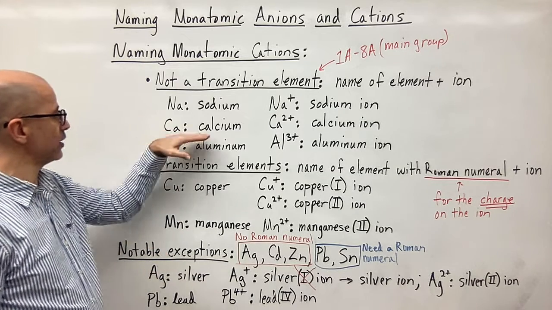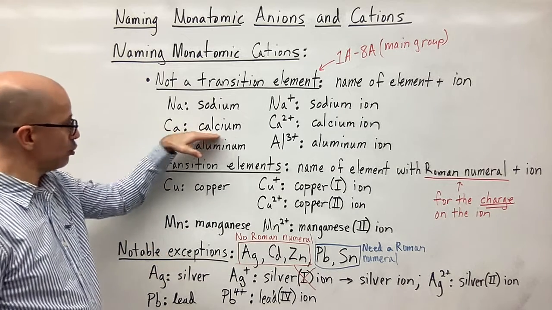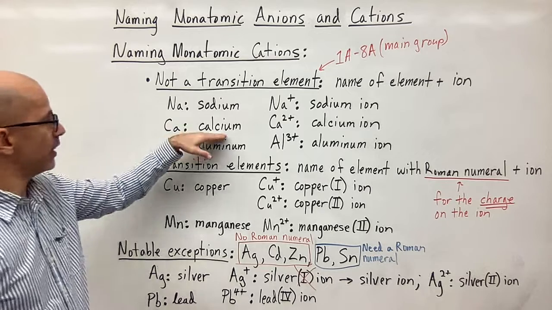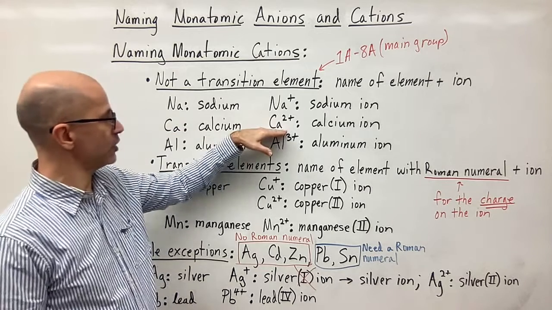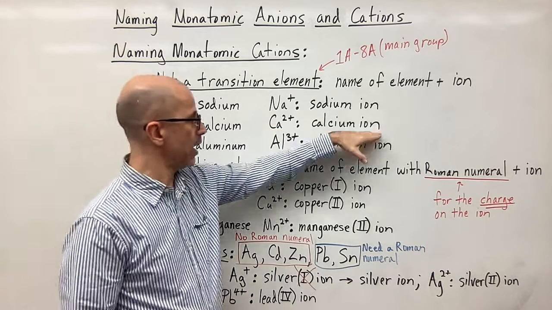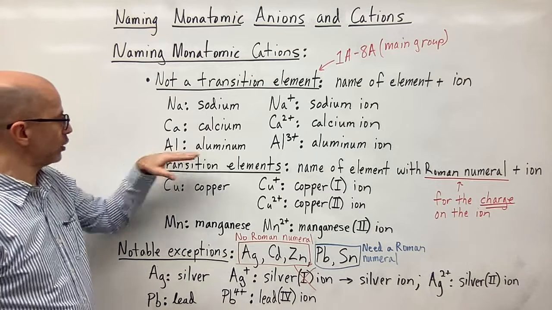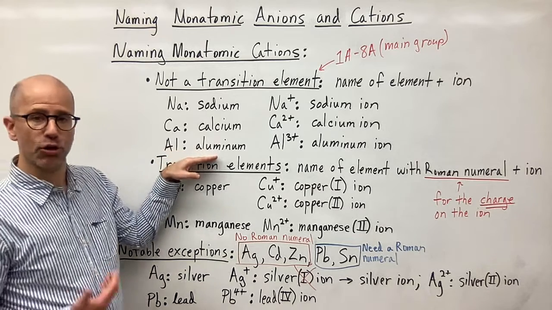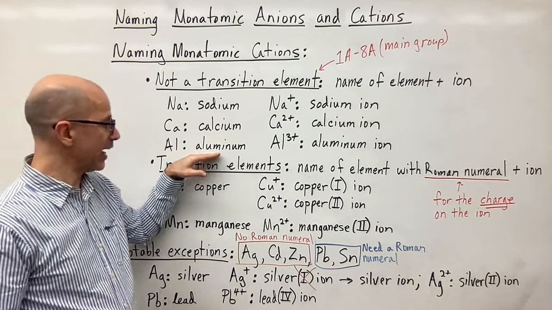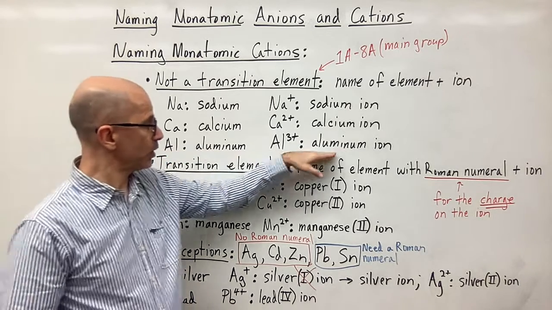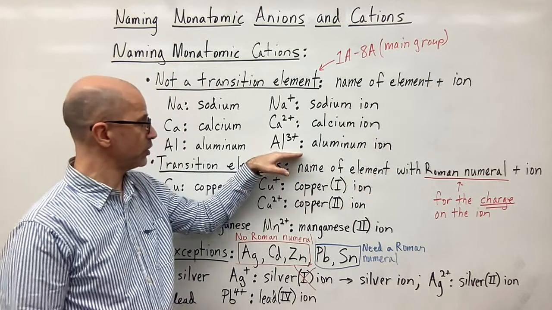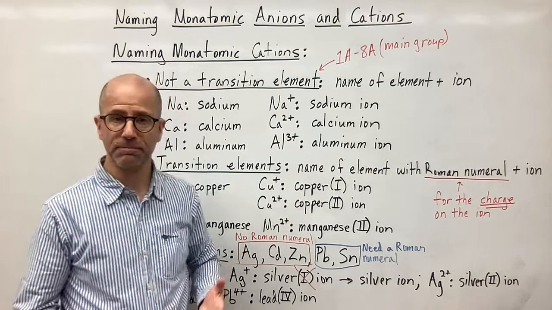Ca is calcium. That's the neutral atom. The ion with the 2 plus charge is going to be called the calcium ion. Next, we have aluminum. Al is aluminum. That's the name of the neutral element. The ion is going to be called aluminum ion. Al with the 3 plus charge is the aluminum ion.